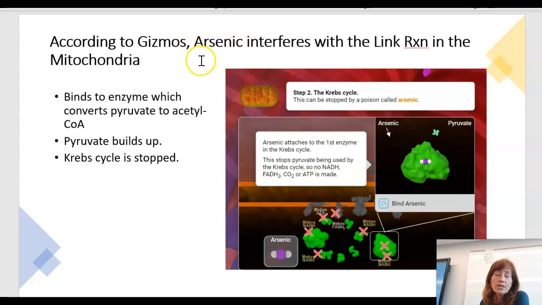Arsenic doesn't interfere with glycolysis at all. Arsenic interferes with the link reaction because it binds to the enzymes early on, just when they go into the mitochondria, the one that converts pyruvate into acetyl-CoA. If it binds to that enzyme, then pyruvate doesn't get converted, and that just gums up the works. You start getting a lot of pyruvate building up, and then the Krebs cycle effectively gets stopped.